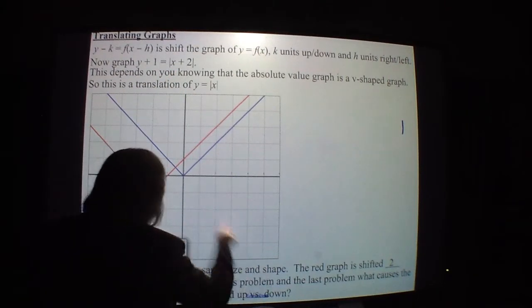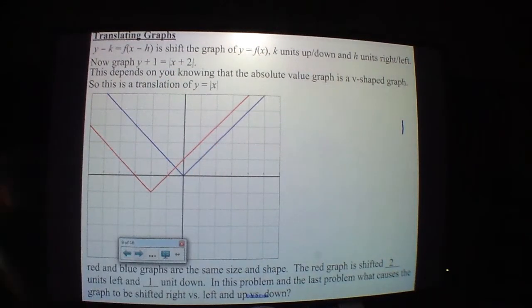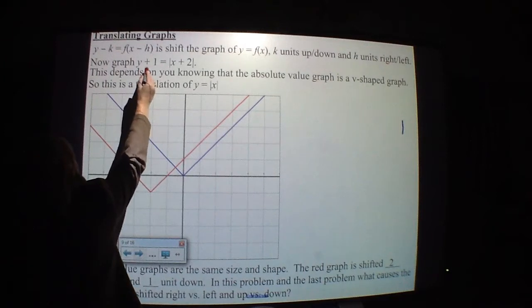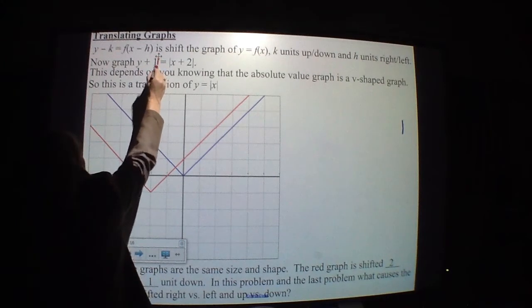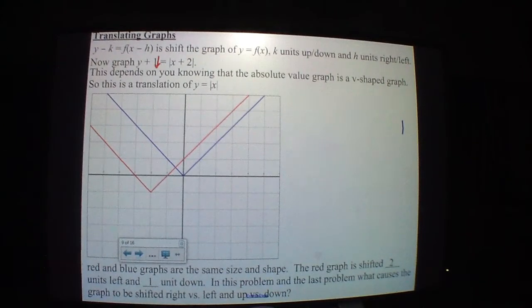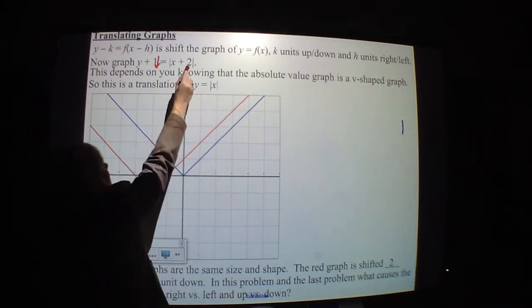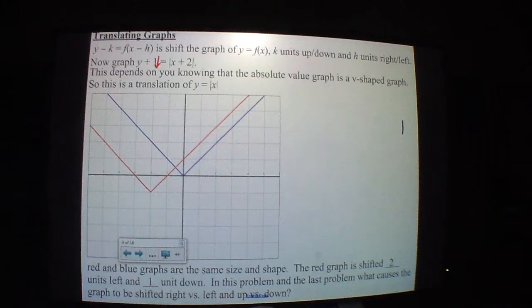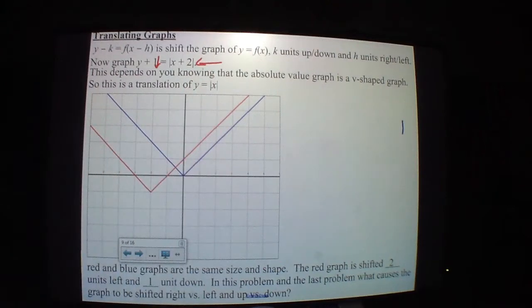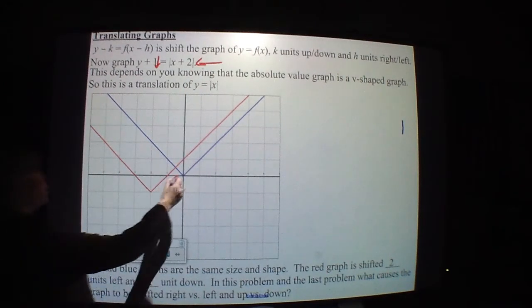So the blue graph is y is equal to absolute value of x. You should know how to graph that. Plus 1 is up or down movement, and it would be down 1. Plus 2, 2 is right or left movement with the x. The plus 2 would be left 2.